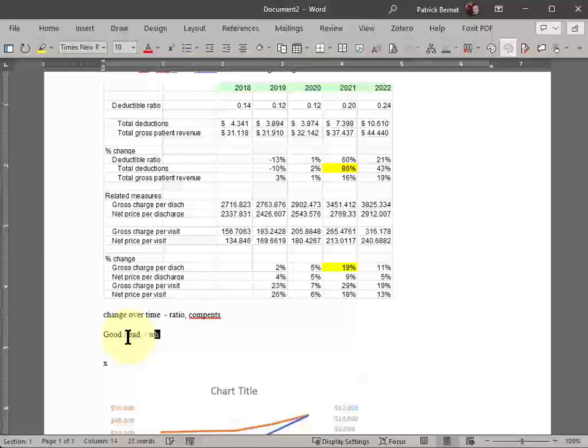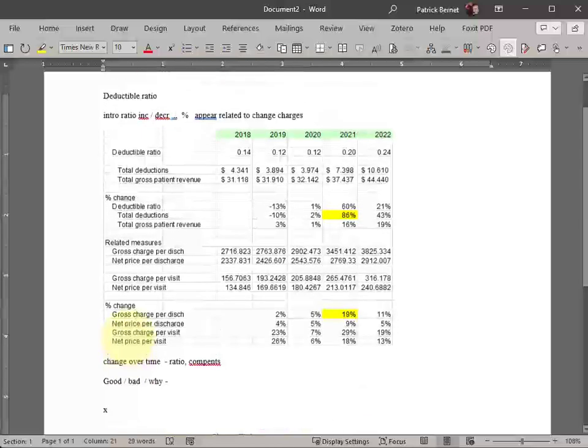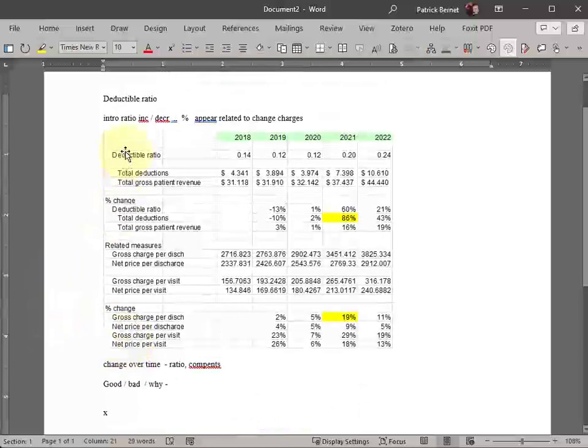So is it a good thing or a bad thing that your deductible ratio is going up? I'd argue it's probably a bad thing, because that means for every dollar you bill, you're writing off more. So it's probably a bad thing that it's going up. Well, why is it bad? The reason I just said: you're writing off more for every dollar, and you don't want to do that. Now, for other ratios, there might be more dire consequences.